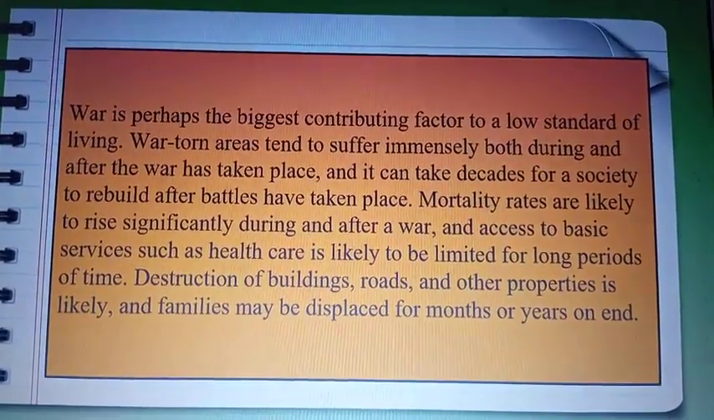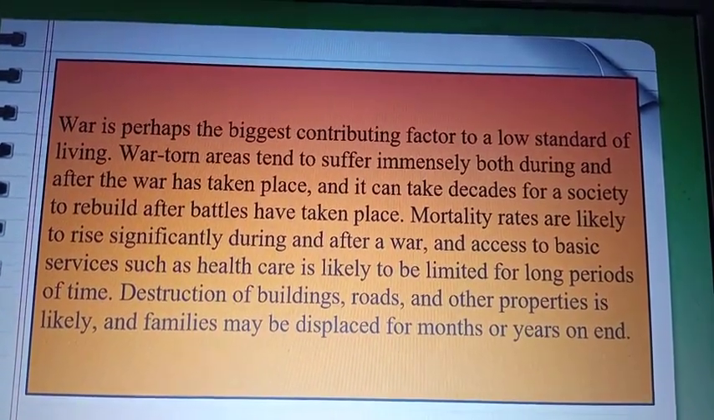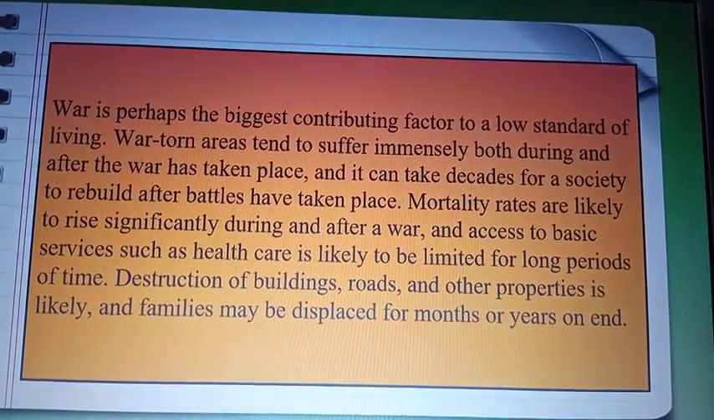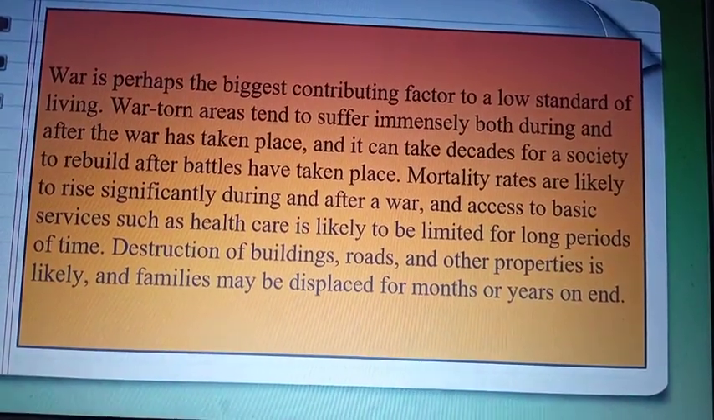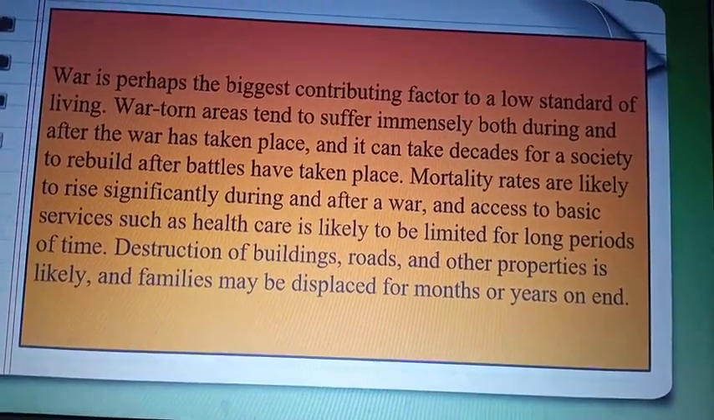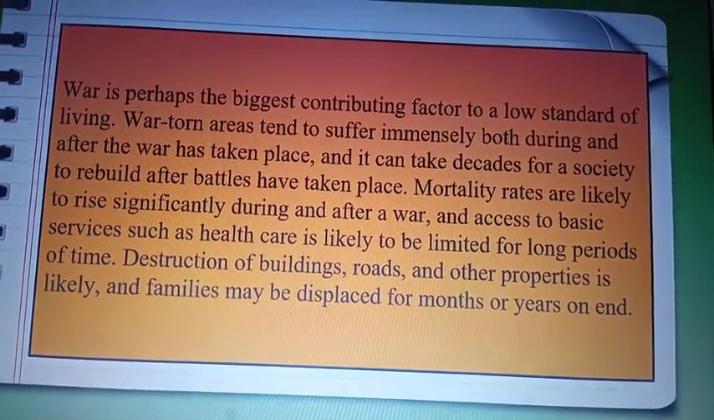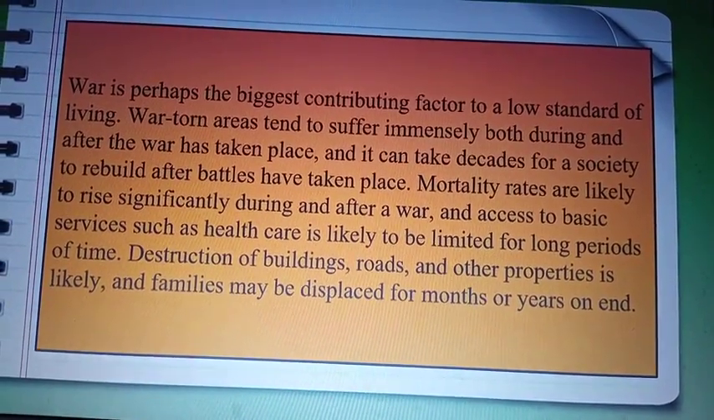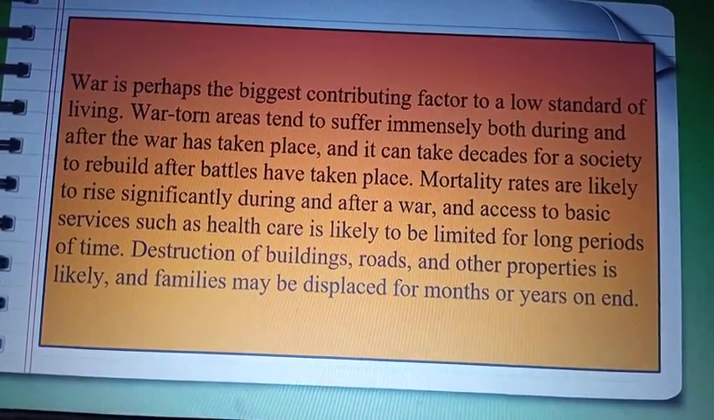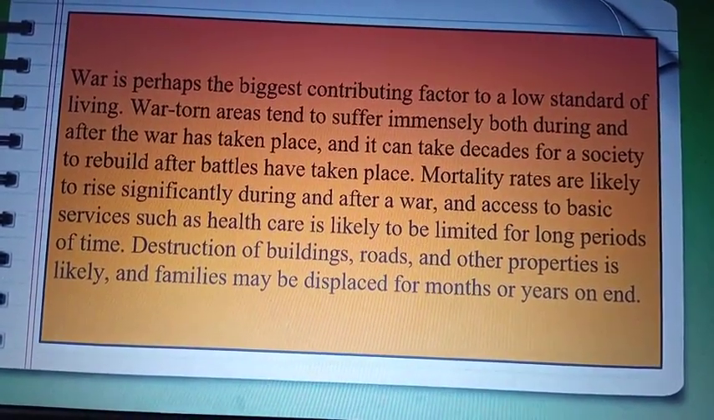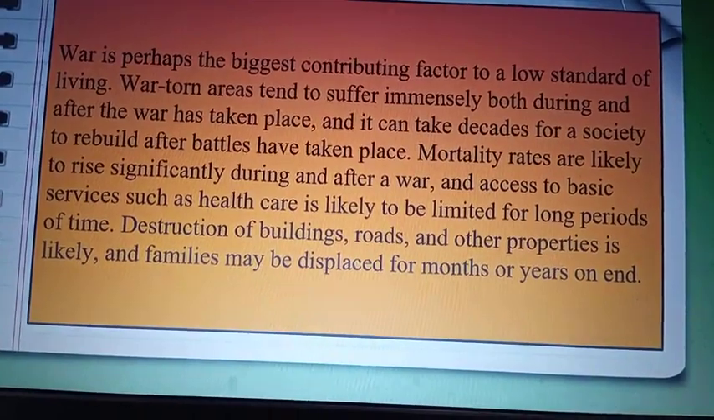War is perhaps the biggest contributing factor to a low standard of living. War-torn areas tend to suffer immensely both during and after the war has taken place, and it can take decades for a society to rebuild after battles have taken place. Mortality rates are likely to rise significantly during and after a war, and access to basic services such as healthcare is likely to be limited for a long period of time. Destruction of buildings, roads, and other properties is likely, and families may be displaced for months or years on end.